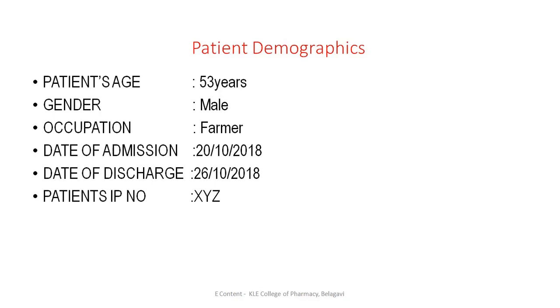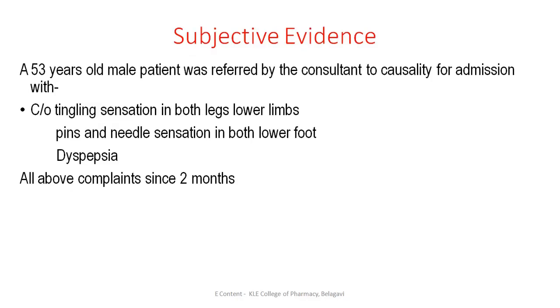So let's come to the SOAP analysis of a case study, that is subjective, objective, assessment and planning. This is a case of a 53 year old male who was admitted in general medicine with a chief complaint, or subjective evidence, that is symptoms of the disease. The patient had complaints of tingling sensation in both legs, pins and needles sensation in both lower feet, and also had dyspepsia. All the above complaints were since 2 months.